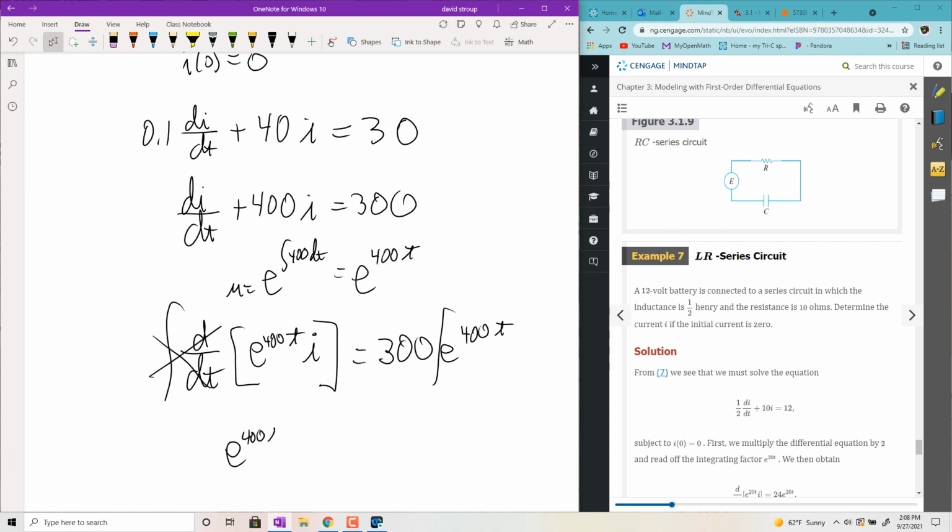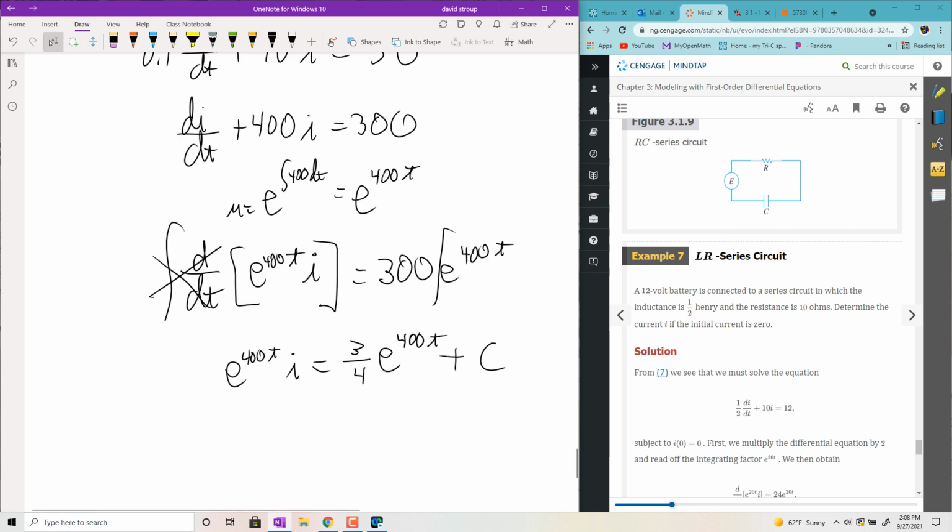e to the 400t I equals, do a u sub, you'll get 1 over 400 popping out, so you get 3/4 e to the 400t plus c. Divide everything by e to the 400t and get I equals 3/4 plus c e to the negative 400t.